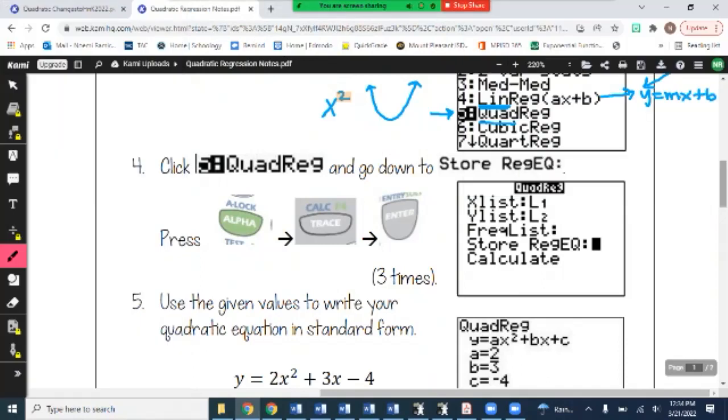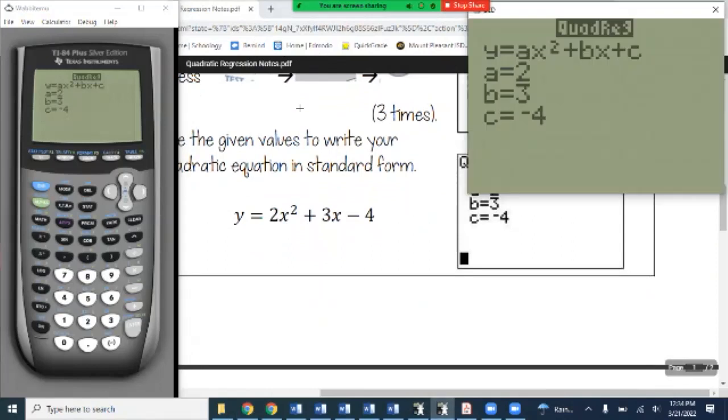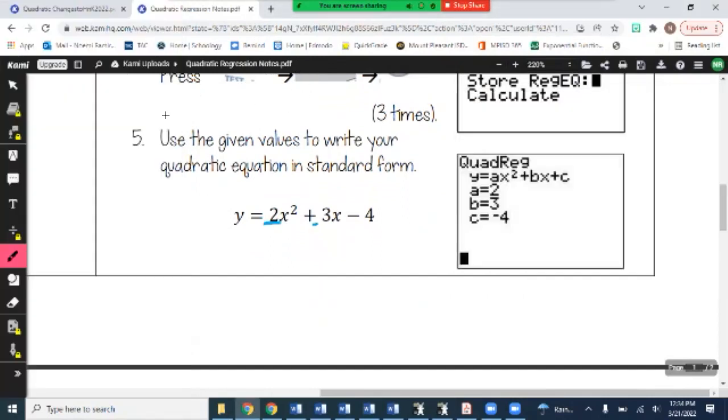Now it gives you the coefficients. What is a coefficient? The number in front of a variable. So A is the coefficient of X squared. A goes in front of X squared. B goes in front of X. C is the number that's added or subtracted at the end. A, B, C. There's your equation. Go down to store, alpha trace, enter, enter, enter.